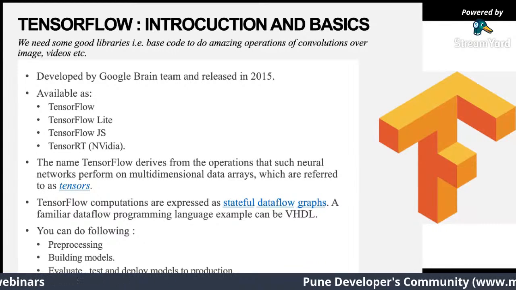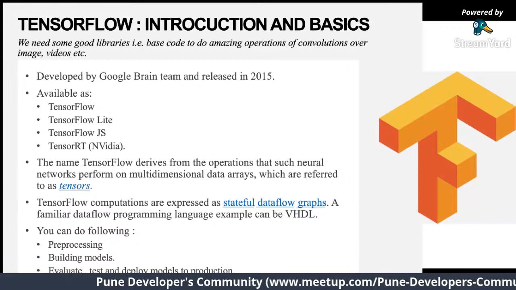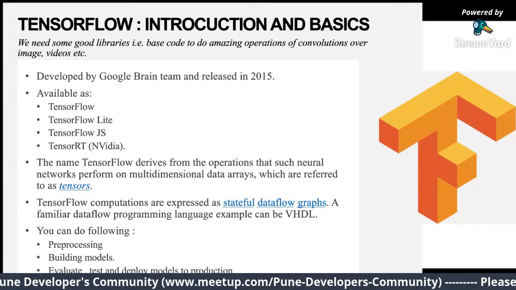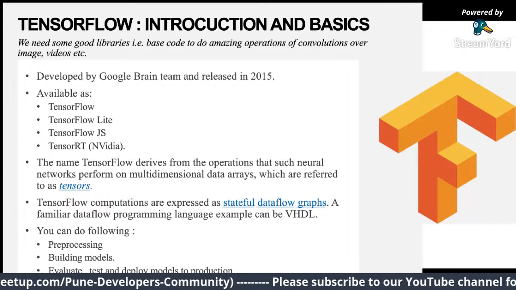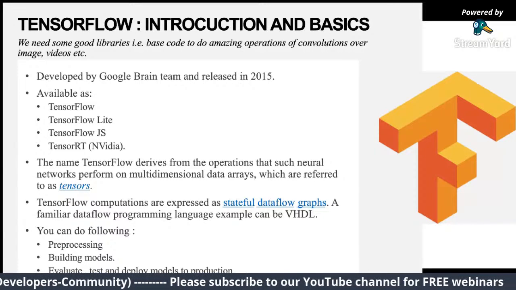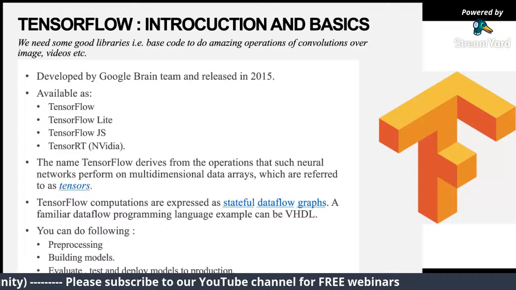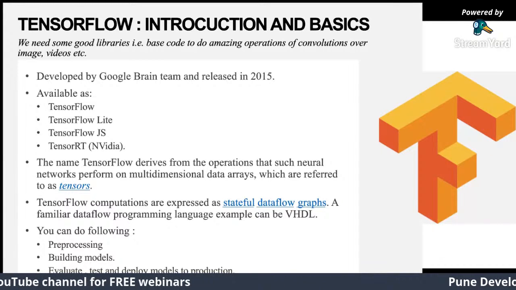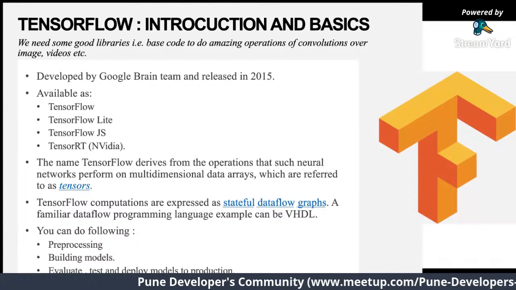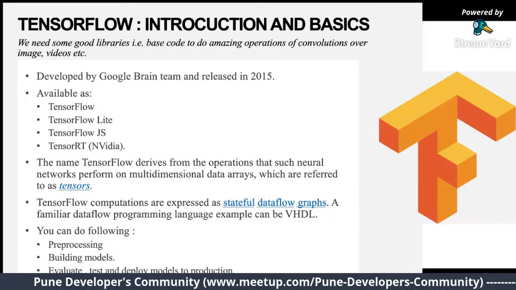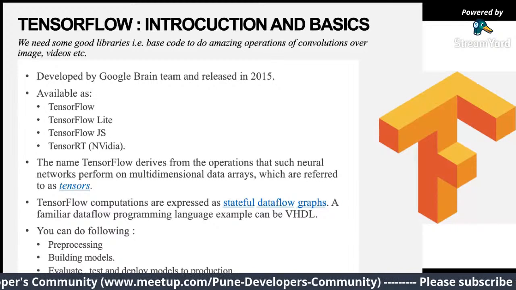TensorFlow Lite is used for light or on-edge devices like Jetson Nano, or even Raspberry Pi with a Google Coral USB accelerator. Whereas TensorFlow JS is a web-friendly framework for web developers. And TensorRT is an inference engine to improve inference time on various NVIDIA devices, like I just mentioned, Jetson Nano or TX2 or many others.